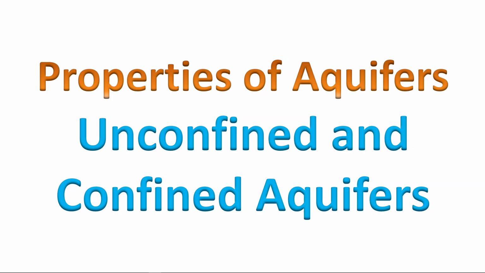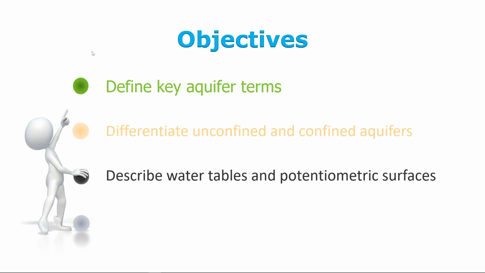Welcome. In this video, we will learn about different types of aquifer, which are mainly confined and unconfined aquifer. By the end of this video, you will be able to define some key aquifer terms like what is water table, what is potentiometric surface, what's a confined aquifer, what's an unconfined aquifer, what's an artesian well, what are capillary fringes, and like these keywords.